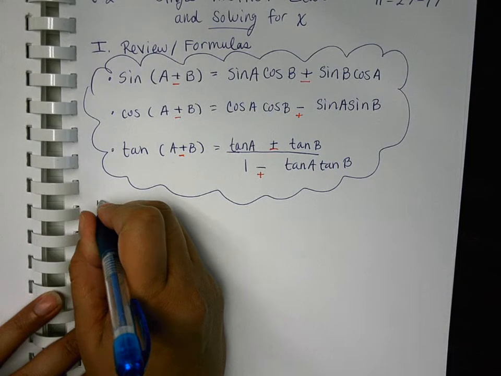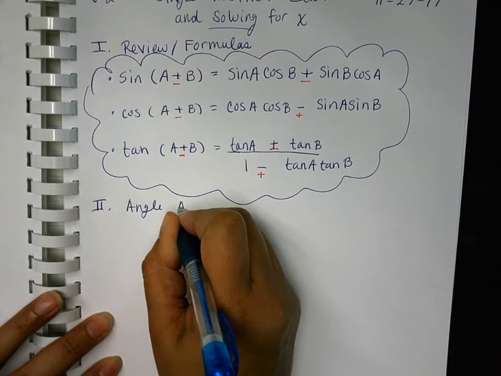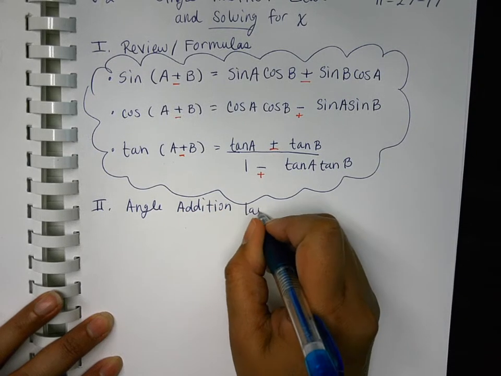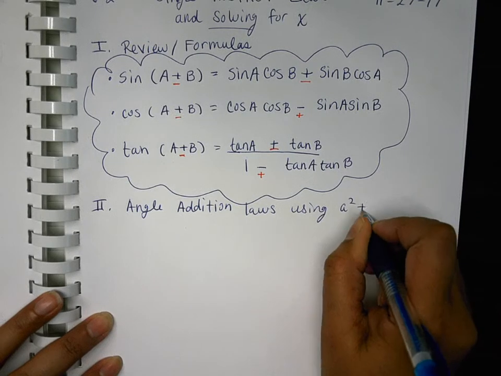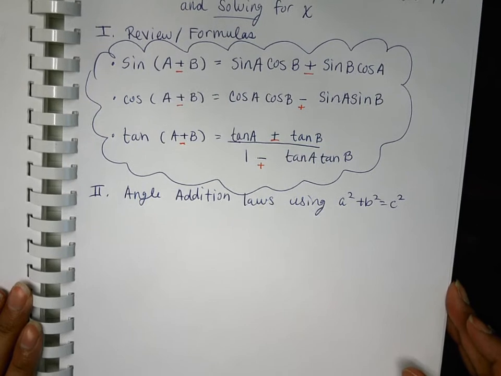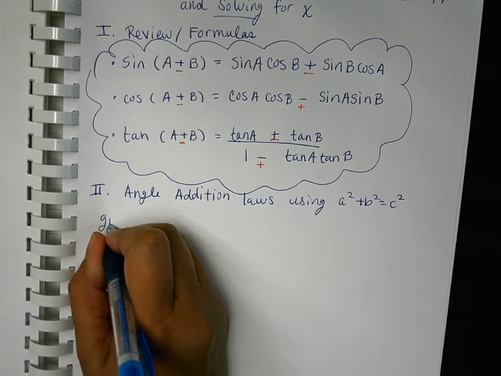Okay. Part 2. Angle addition laws using A squared plus B squared equals C squared. All right, a sample of what you're going to see in homework tonight.